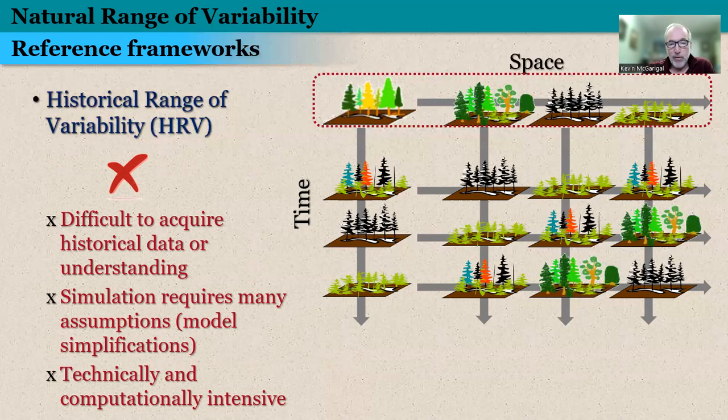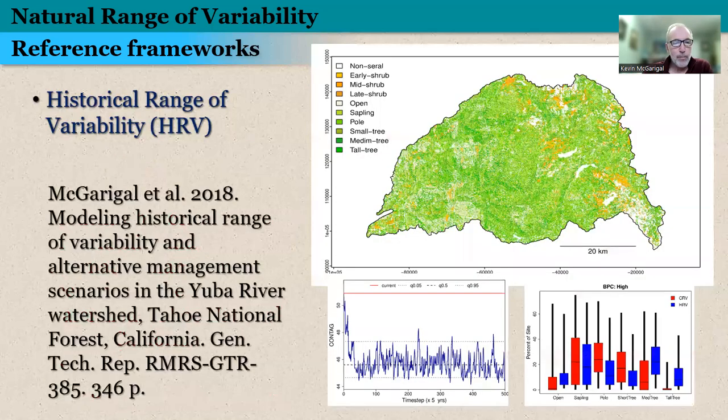These are the model simplifications, the assumptions that go into any modeling approach. And therefore, one has to have confidence that those assumptions are correct. And sometimes it's difficult to validate those assumptions. And so there's always some uncertainty, if you will, associated with the outcome because of the uncertainty about the assumptions built into the model. And then lastly, it's technically and computationally intensive. So it does require a larger investment of resources and time to implement.